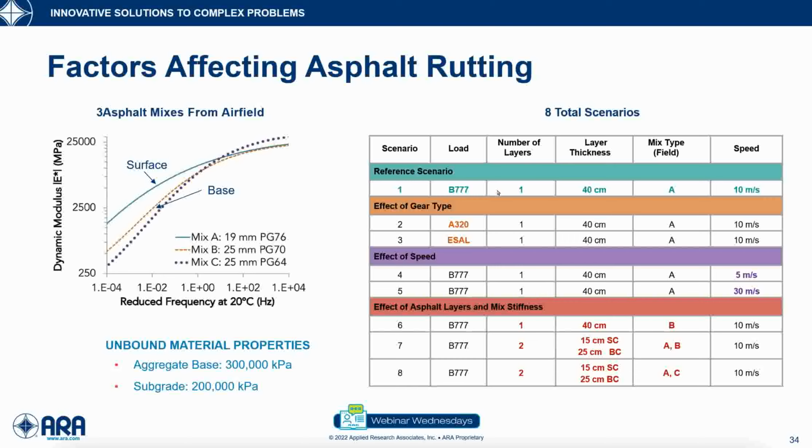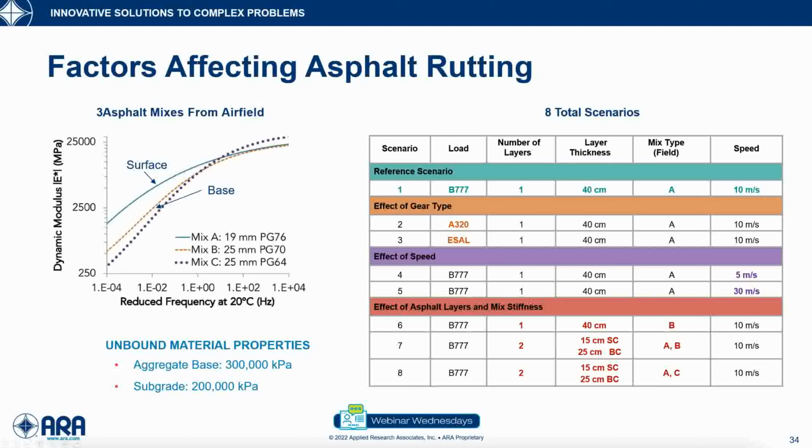That's my control case. To know what the effect of the gear type is, I keep all the other factors constant. I only change the gear, and I replace the gear of the 777 by a gear of the A320, and I try one single ESAL, and thus I can see what the effect of the gear type is. I also want to witness what is the effect of speed of the aircraft. So keeping everything constant, I only change the speed. I go slower to 5 meters per second and faster at 30 meters per second to see the effect of speed on rutting.